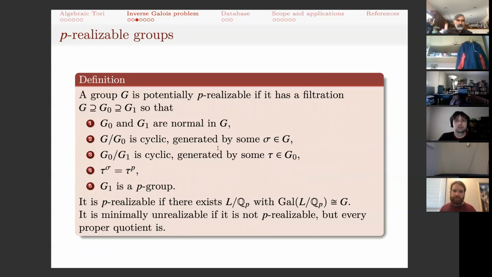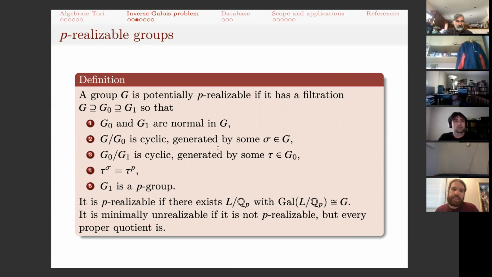I'm just going to say we have 2 pieces, G0 and G1. Both of them need to be normal in G. And the quotient G mod G0 is cyclic. The quotient G0 mod G1 is cyclic. And we know a bit more. We know what the action of conjugation of Frobenius looks like on a generator of tame inertia. Namely, it should raise things to the pth power.